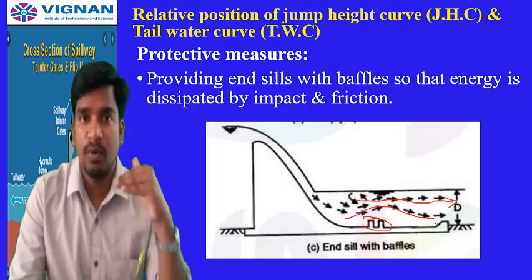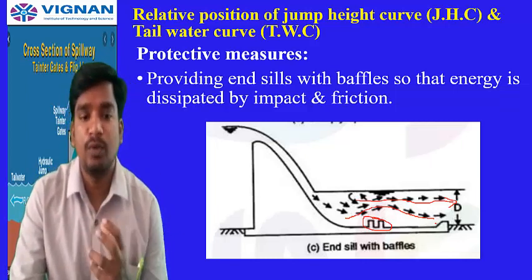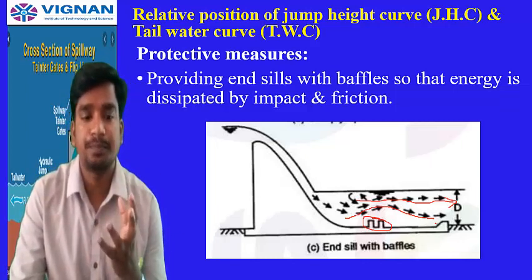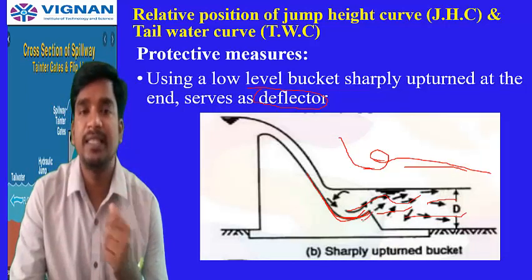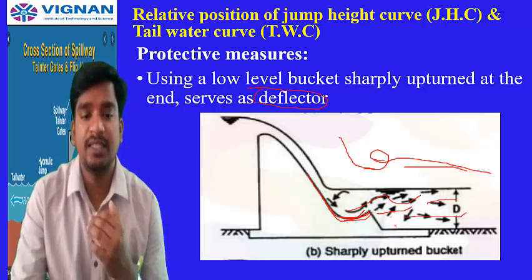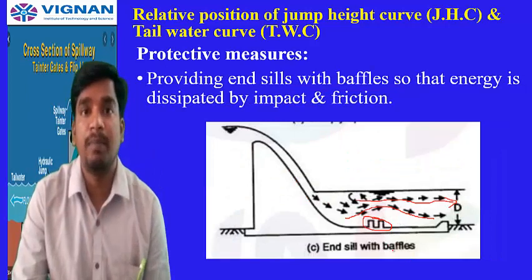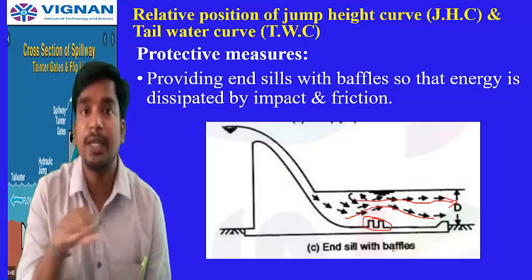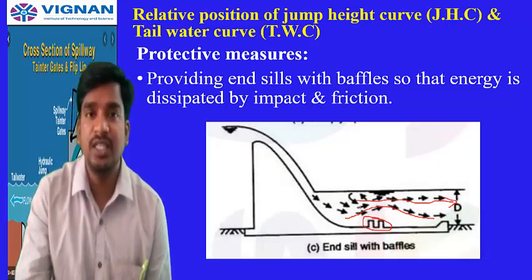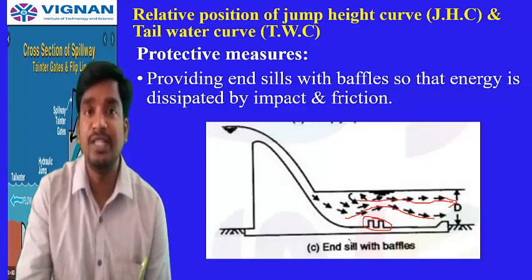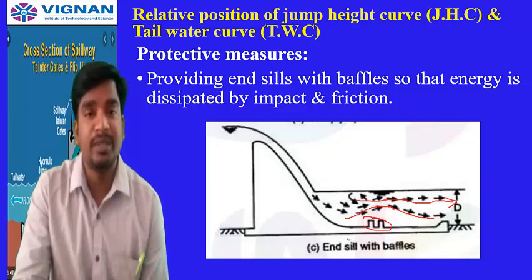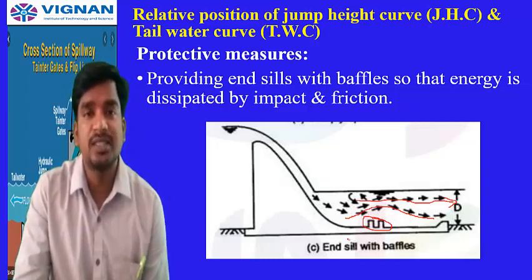One is we can provide the inclined slope, the second is we can provide a bucket type like this, which serves as a deflector, and the third is we can provide baffles at the downstream bed so that the energy is dissipated. By means of these three ways we can dissipate the energy. These are protective measures for the stilling basin.